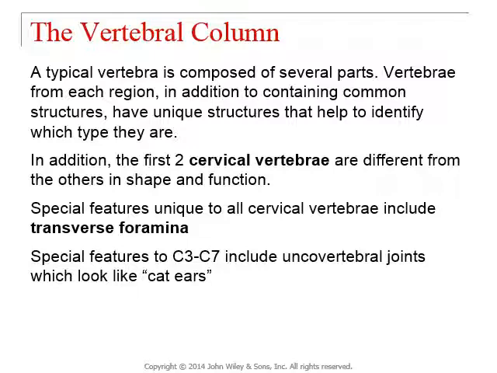One other particular part of the cervical vertebra that's very unique is they have what's called uncovertebral joints, also known as look like more like cat ears on an X-ray. The uncovertebral joints are significant because the neck itself has a very wide range of motion. It helps stabilize certain motions throughout the cervical spine.